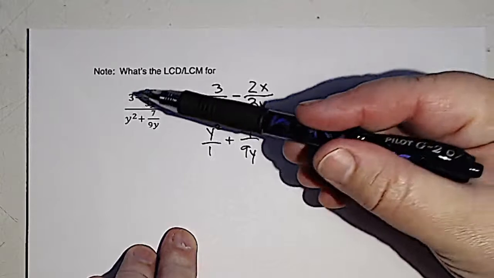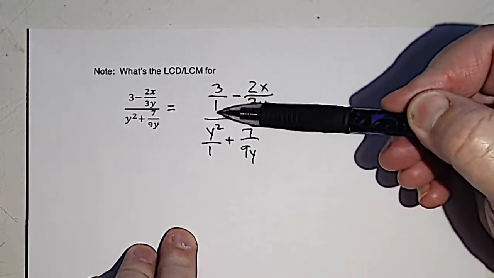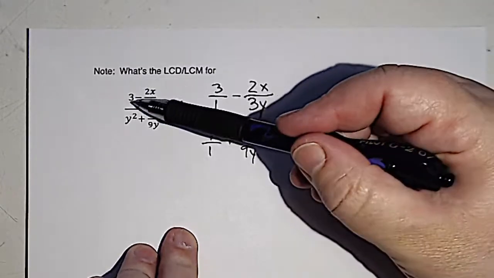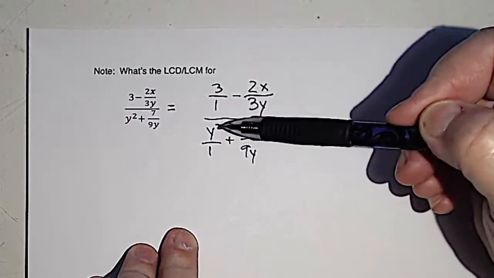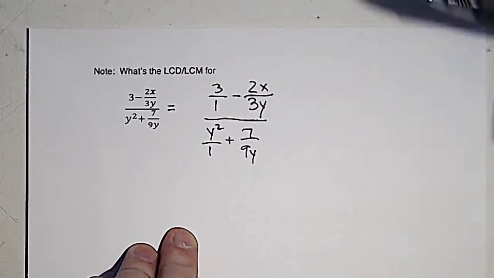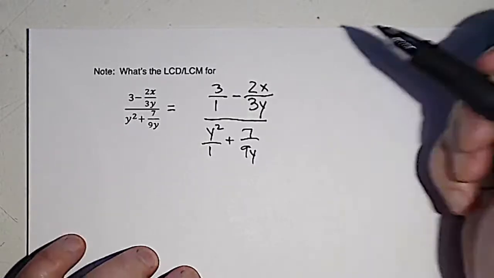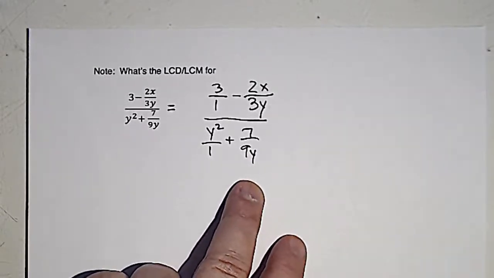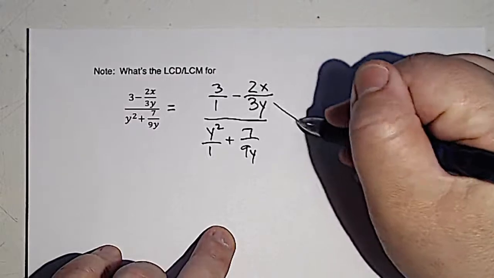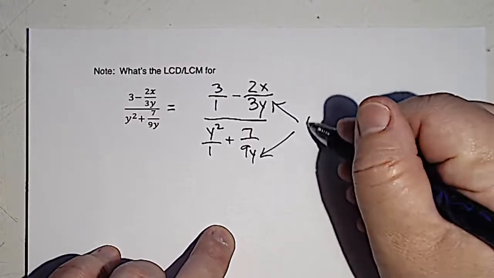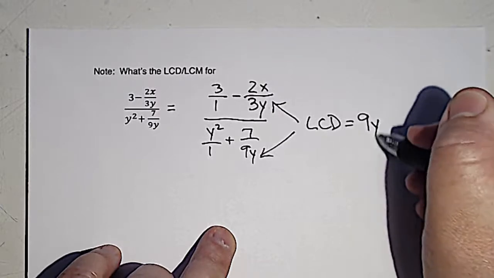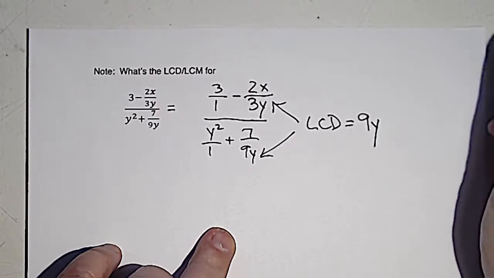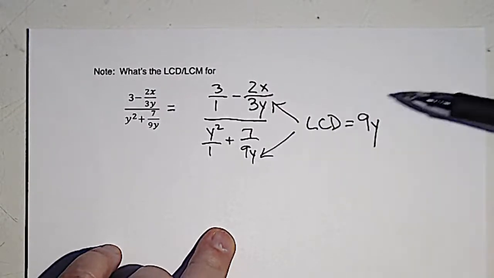Because it's important to note that 3 is 3 over 1. 3 is not in the denominator. If it's just sitting there by itself, it's over 1. Same thing with the y squared. It's over 1. So in fact, our only two denominators are 3y and 9y. So my LCD or LCM is just 9y, because 3y goes into 9y and so does 9y.